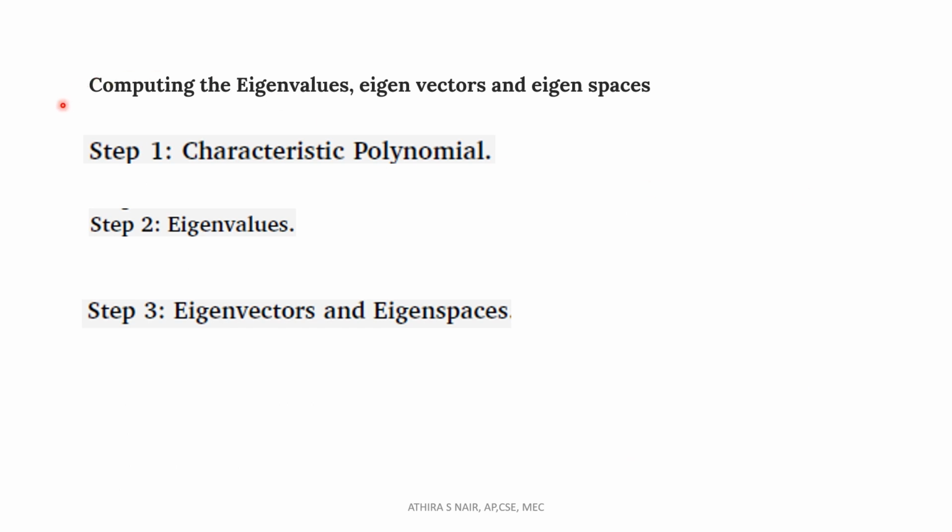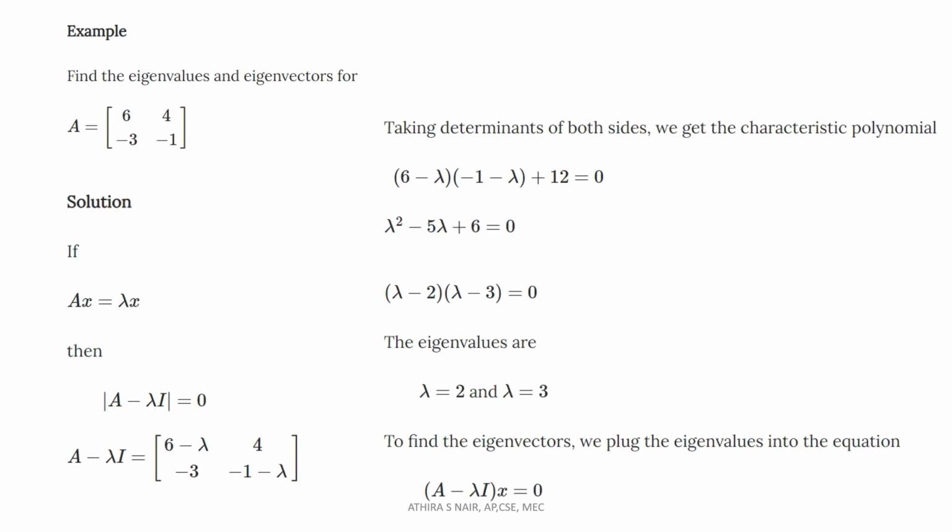The next section is computing the eigenvalues, eigenvectors, and eigenspaces. The first step is to find the characteristic polynomial, then compute the eigenvalues, and the third step is to find the eigenvectors and eigenspaces. So we will see an example. Find the eigenvalues and eigenvectors for A = [[6, 4], [-3, -1]]. So what about the solution?